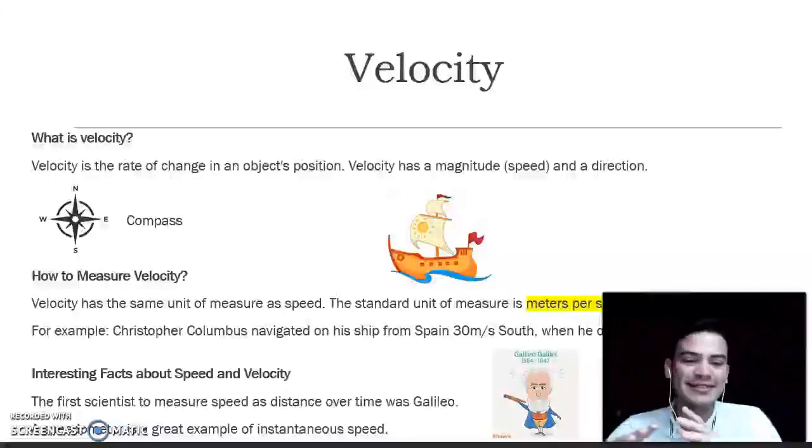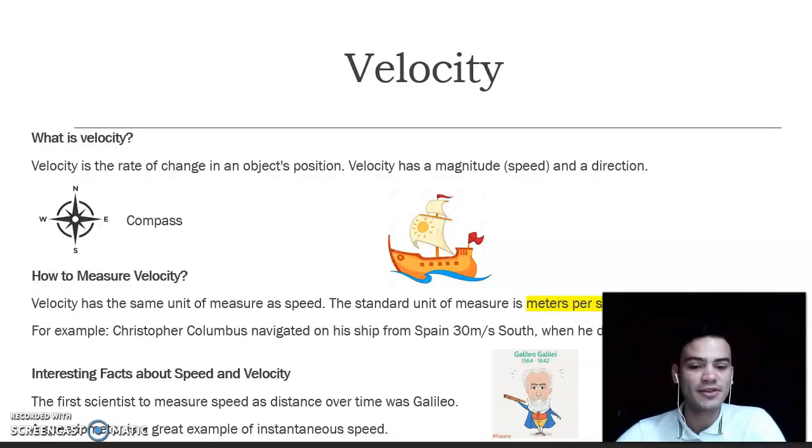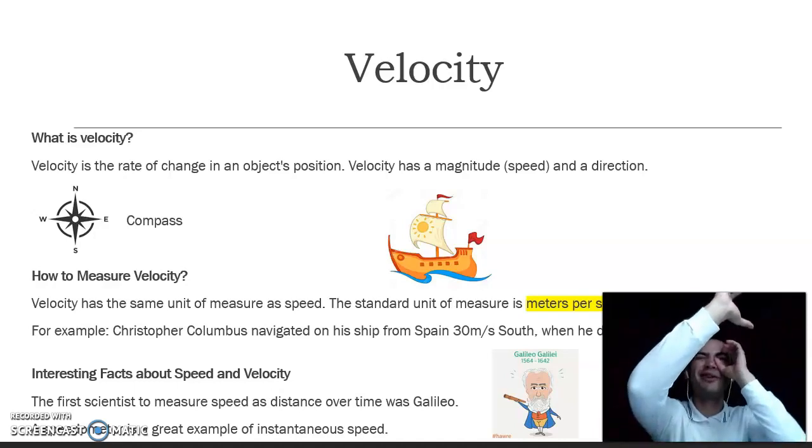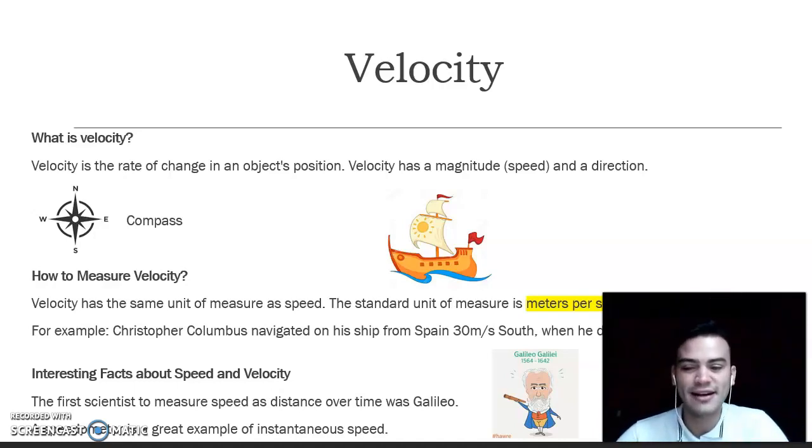Okay, on this last section of the class, we have interesting facts about speed and velocity. The first scientist to measure speed as distance over time was Galileo. Galileo Galilei was an Italian inventor. He invented the telescope to have a look at the stars.